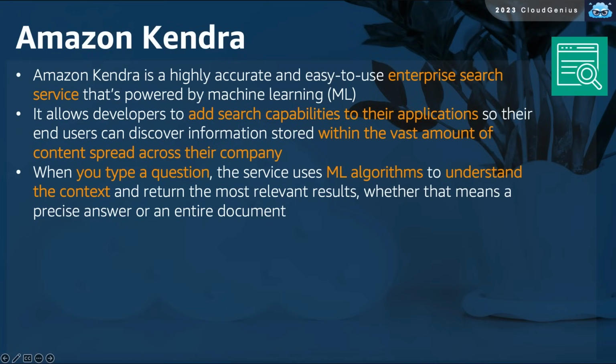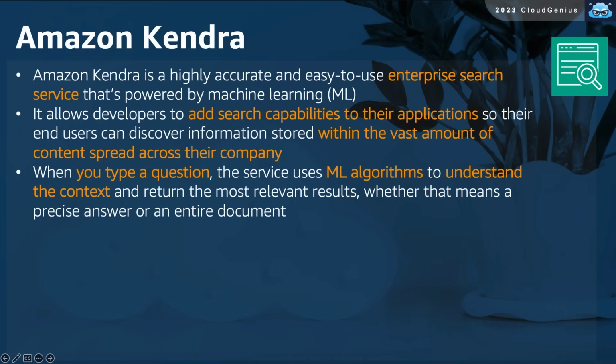With Amazon Kendra, you can easily implement natural language search, enabling users to ask questions in everyday language and receive precise answers. The service understands the context of the queries, leading to more accurate search results.